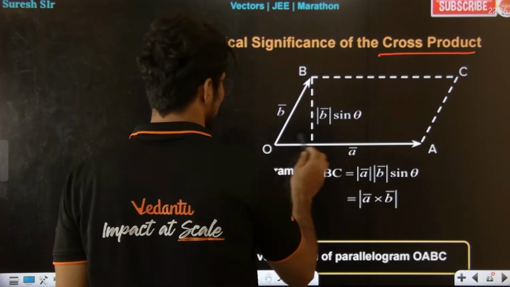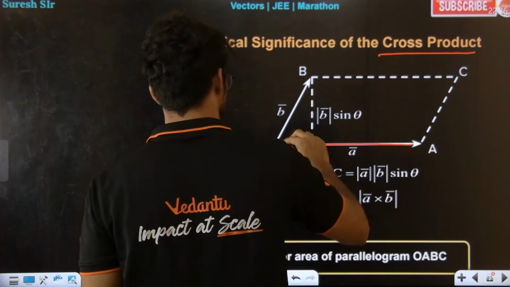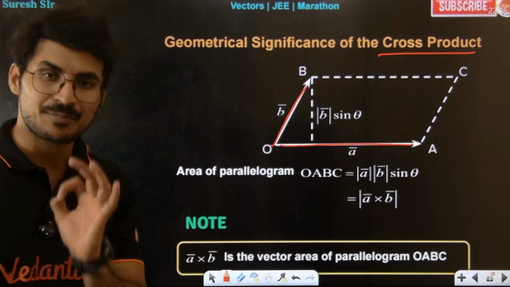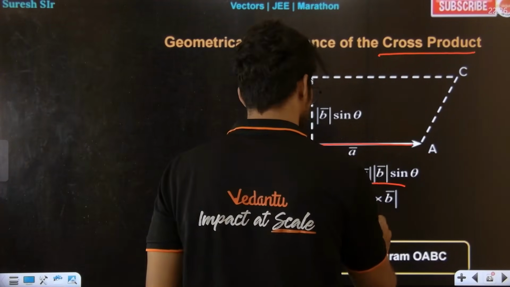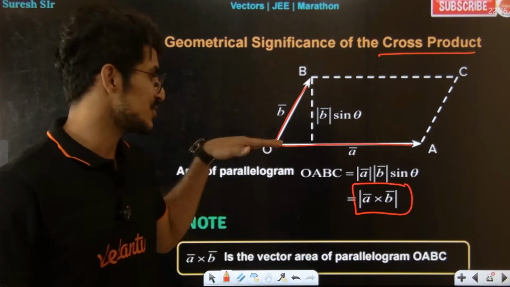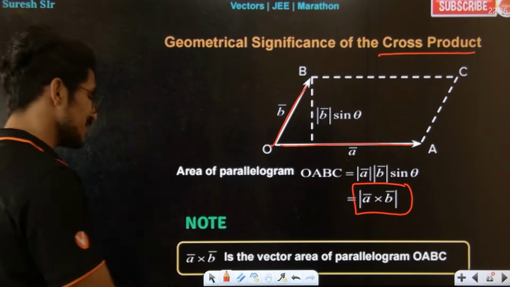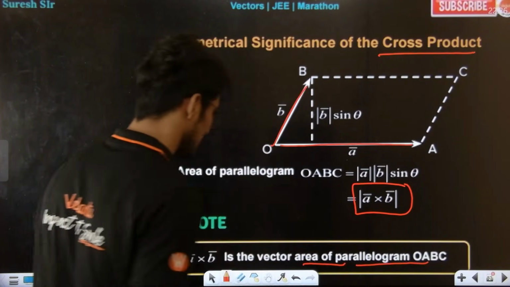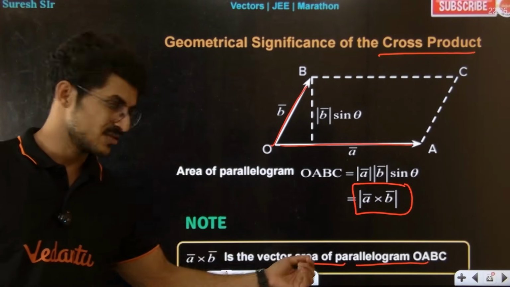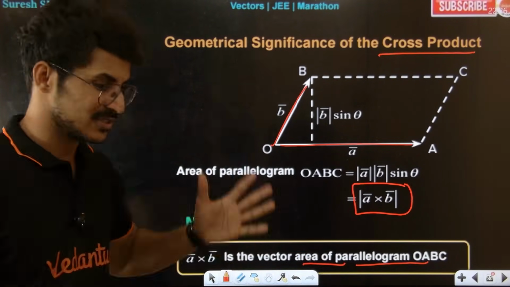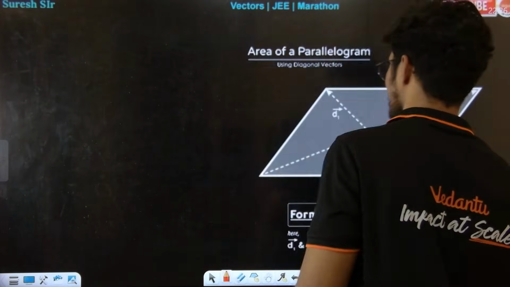Basically, if I have two adjacent sides like this, A vector and B vector, the area of the parallelogram is simply the cross product of the two adjacent vectors, A vector and B vector. As simple as that. So A cross B is the vector area of parallelogram OABC. Very important and very simple property.